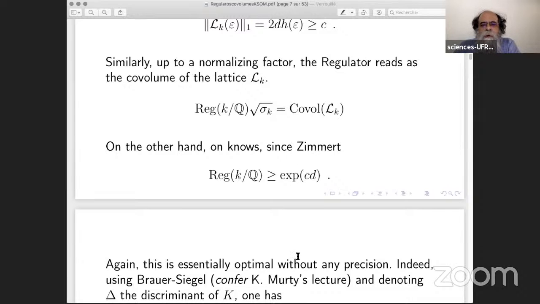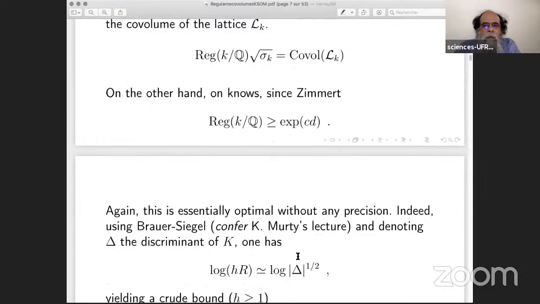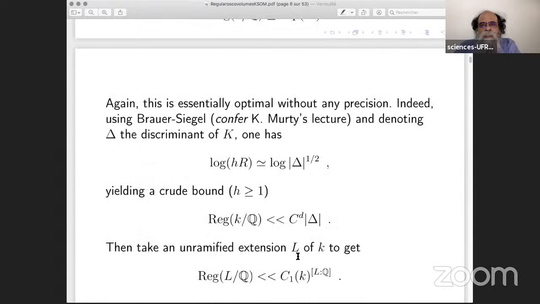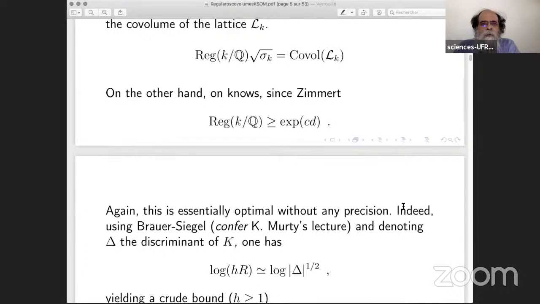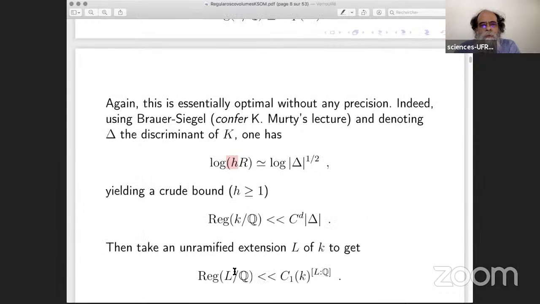And so if you remember Kumar's talk, he discussed the regulator as the mysterious part, and he concentrated on the class number, which is here, h of k. And he told you that the log of h times r is equivalent to the log of the square root of the discriminant of the field. Okay. So this gives you a crude bound.